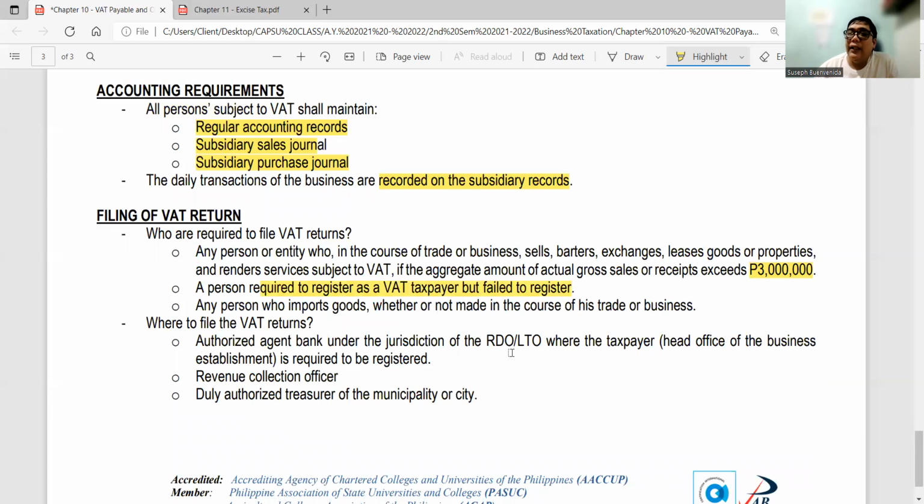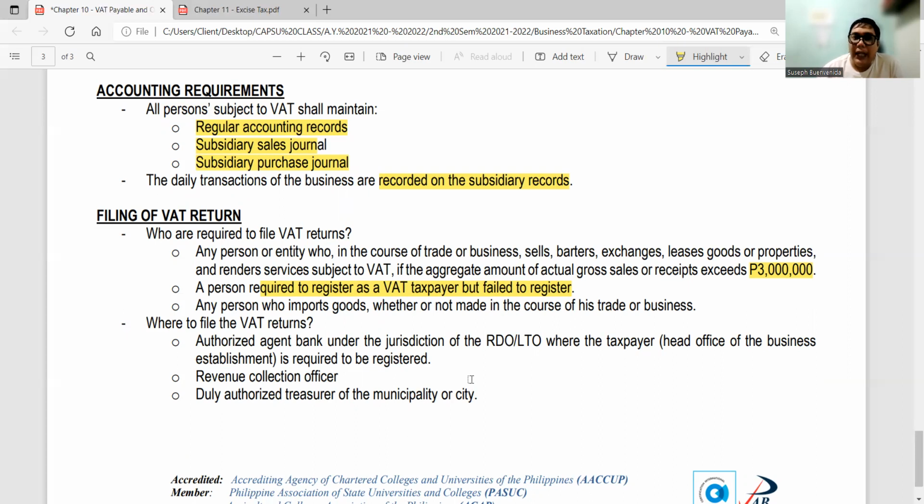So meaning, if you reach 3 million, you exceed 3 million, and you have not yet registered as a VAT taxpayer, you will be considered a VAT taxpayer. This is called a VAT registrable person, and the BIR will tax you 12%.